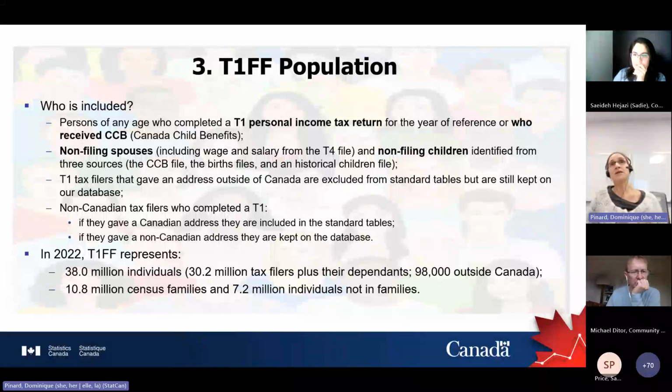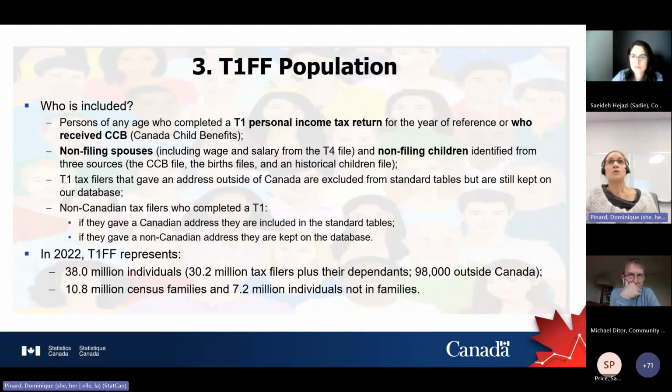A T1 tax filer can give their address outside of Canada or inside of Canada, depending on where they want their mailing to be addressed. When people provide an address outside Canada, for tabulation purposes and confidentiality reasons, they are excluded from the standard table. However, they are included in the TIF database. So if someone needs specific information about these people, we can produce aggregate statistics and apply confidentiality rules, but they're not included by default. This is what we call the non-residents.